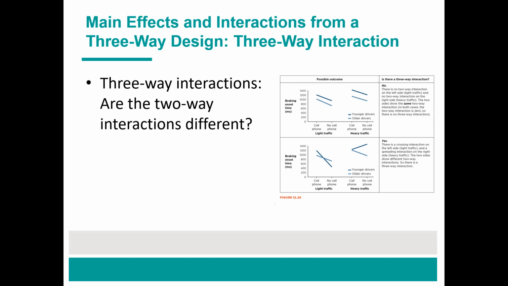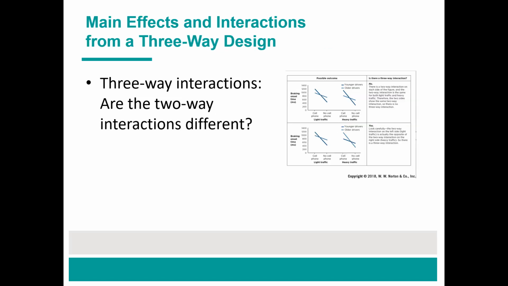In the top graph, there is not a 3-way interaction, because there is no 2-way interaction on the left and no 2-way interaction on the right. In the bottom graph, however, there is a 3-way interaction, because there is a crossing interaction on the left and a spreading interaction on the right. The 2 sides show different 2-way interactions, so there is a 3-way interaction present.